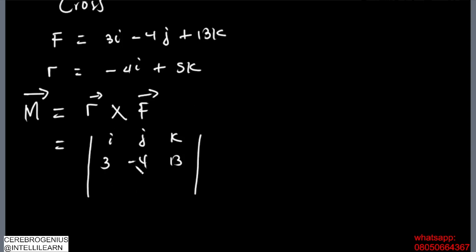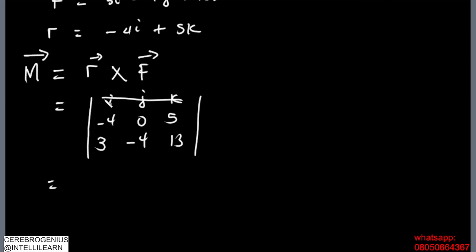Sorry, I'm supposed to do r cross f, right? You see what I'm saying? So that means I should enter the value of r first. So for r, I have minus 4. The j part is 0. The k part is 5. For f, the i part is 3. The j part is minus 4. The k part is 13. So this is what I'm supposed to do.